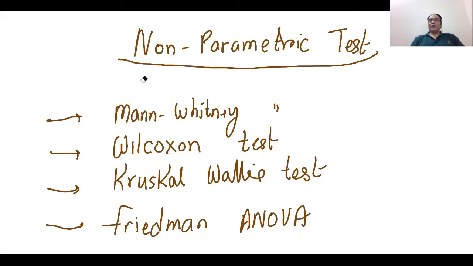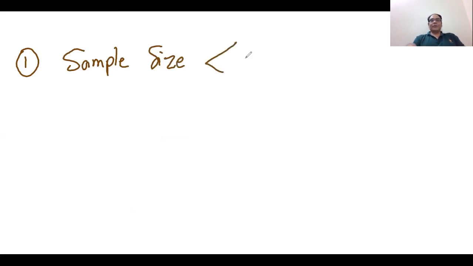So first of all, I will tell you the basic properties of the non-parametric test and why we are using the non-parametric test. Non-parametric tests are used, number one, when your sample size is less than 30. So when your sample size is less than 30, you have no other option other than non-parametric test. So you can apply non-parametric test.